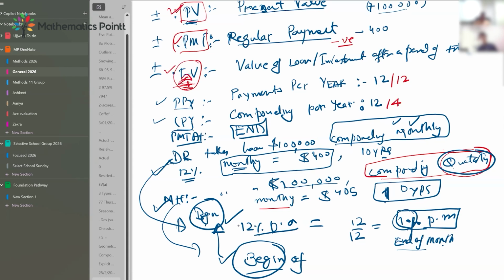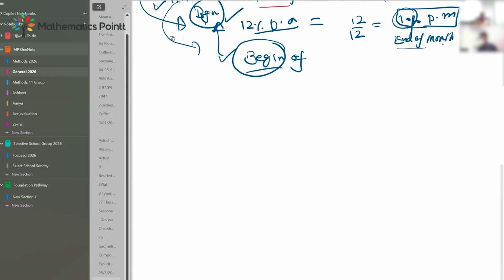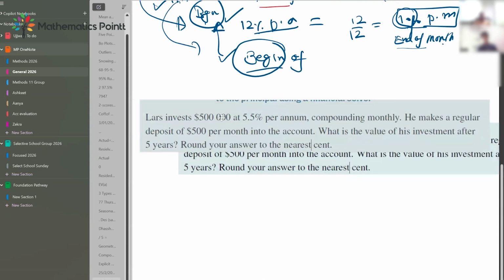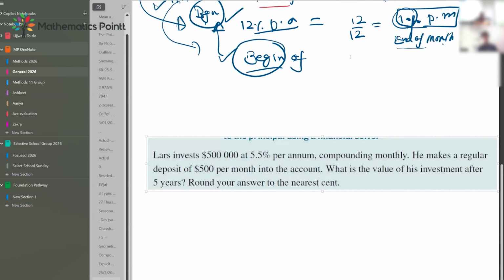Is this clear, everyone? Thumbs up. So far, what we've chatted about today. Yes or good? Let's do a question and try to understand how Financial Solver works. Now, I want you all to get your CAS out, please, and go to the Financial Solver, and let's read it through and see what values can be put into various things.